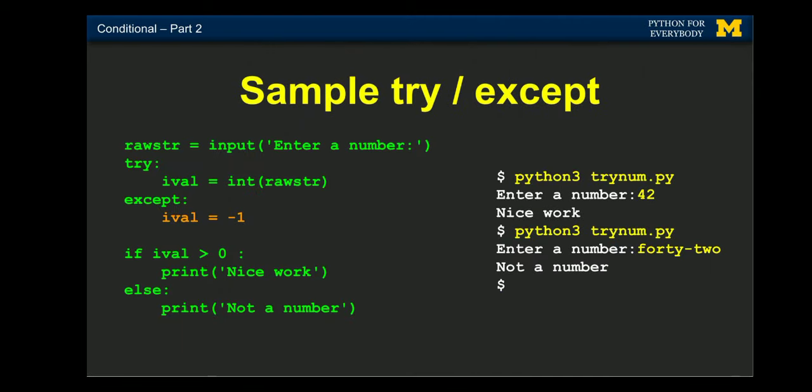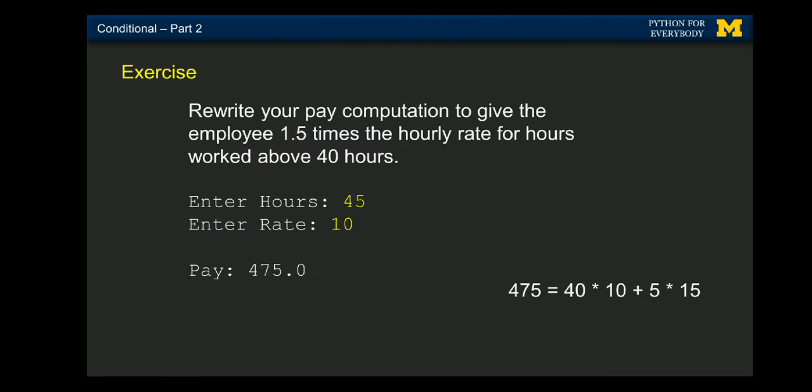Rewrite your pay computation to give the employee 1.5 times the hourly rate for the hours worked above 40 hours. So enter hours, which is 45, and enter rate, which is 10. Now what will be the pay? It is equal to 475, so 40 times 10 plus 5 times 15.